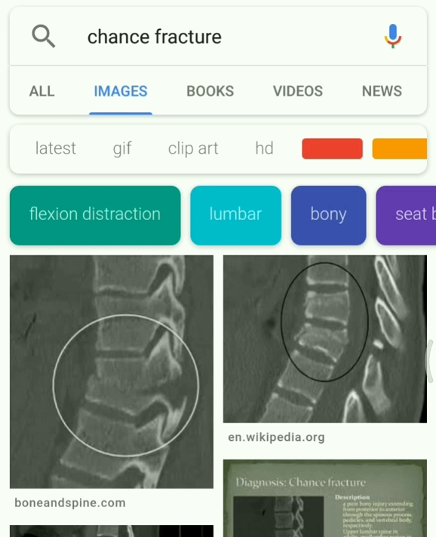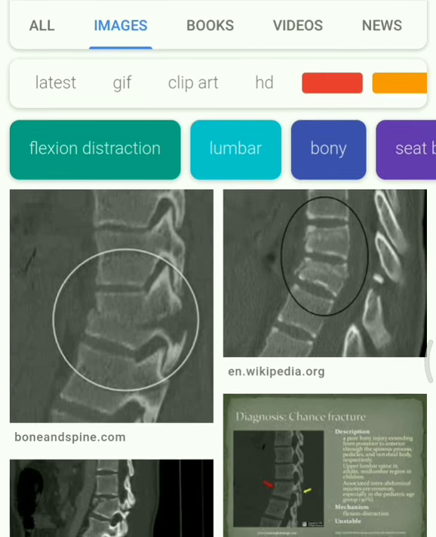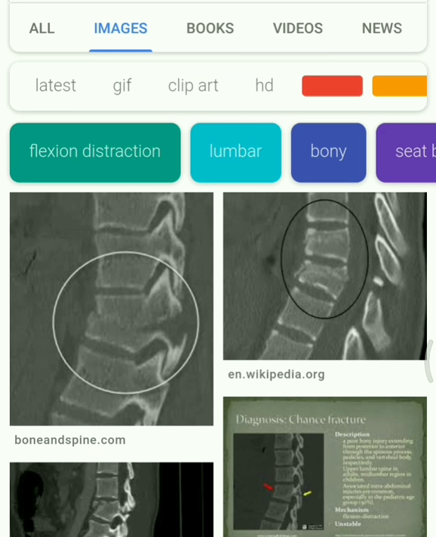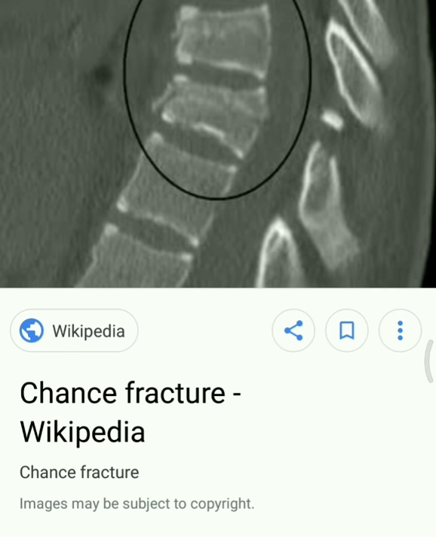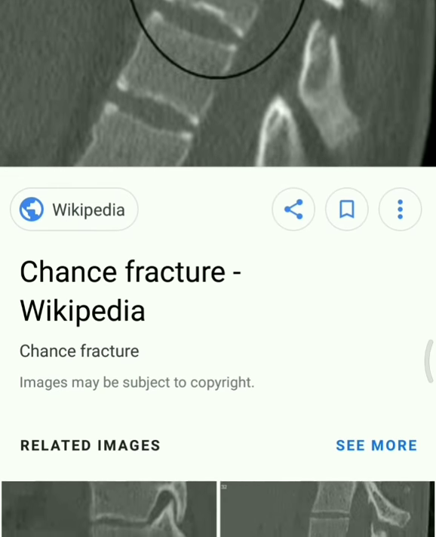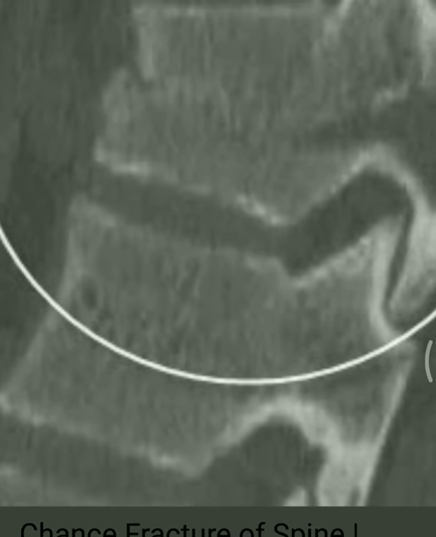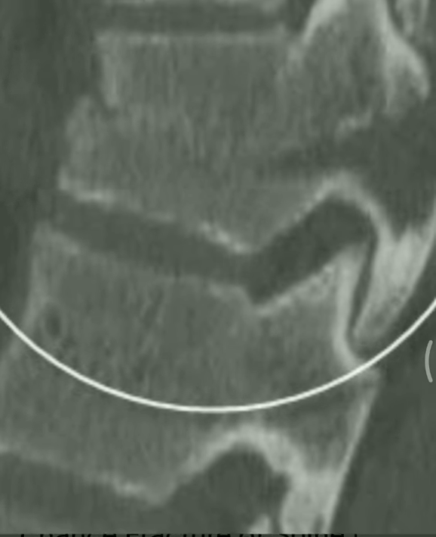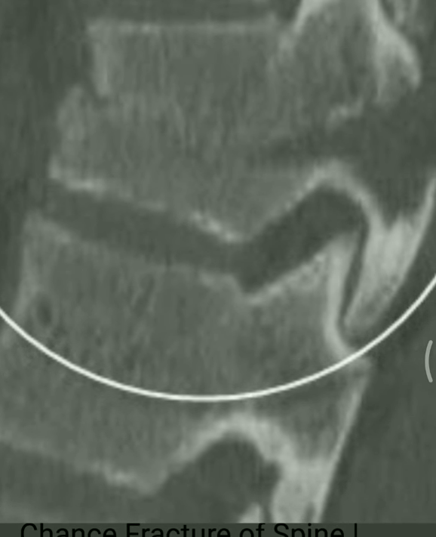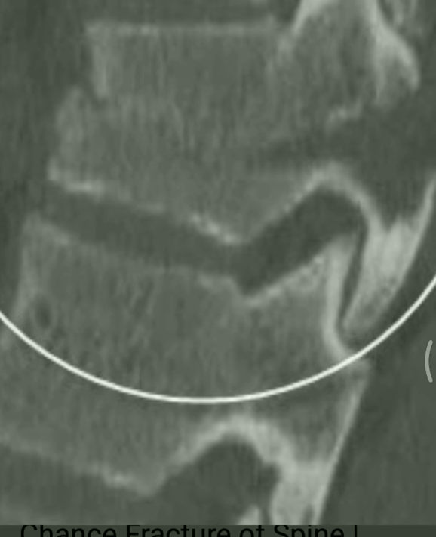Here, road traffic accident or head-on collision. In a road traffic accident or head-on collision, there is a horizontal fracture line running across all three columns of the spine, including the spinal cord. So this will ultimately cause paraplegia.